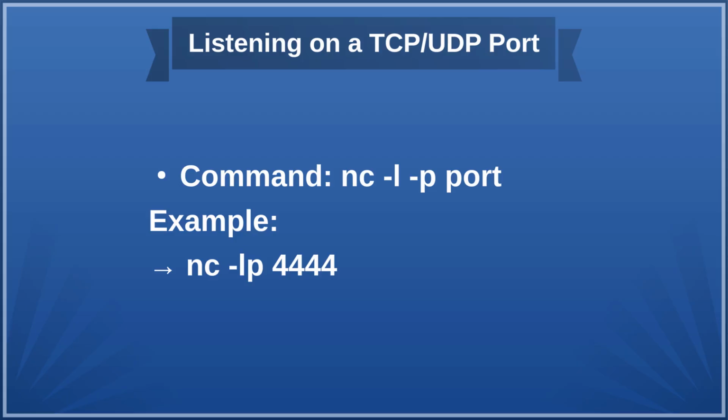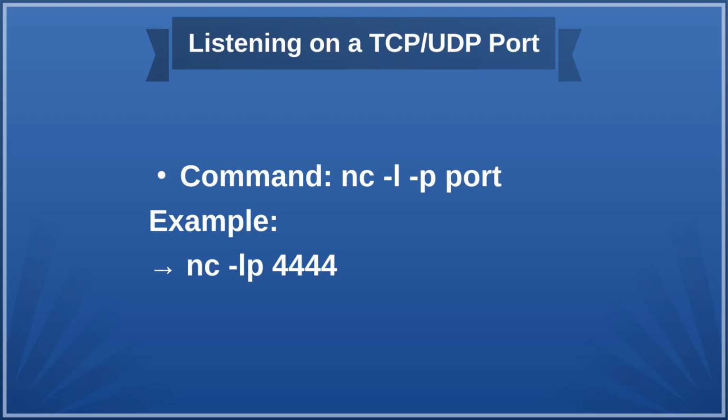Listening on a TCP/UDP port using Netcat. Netcat can also be used to listen for incoming connections, essentially acting as a basic server. This is particularly useful when setting up backdoors or testing services. To start a listener on port 4444, we use nc -l -p and then the port number, which in this case is 4444.